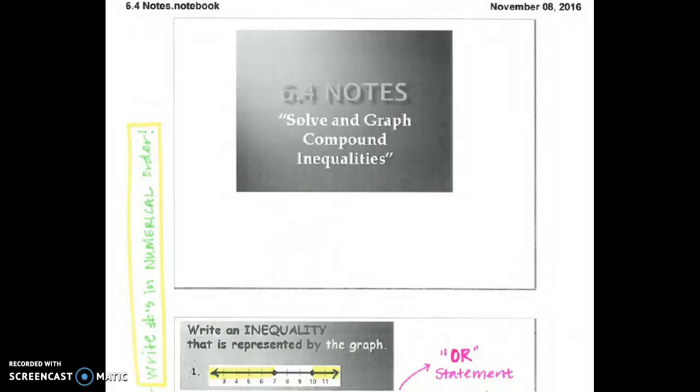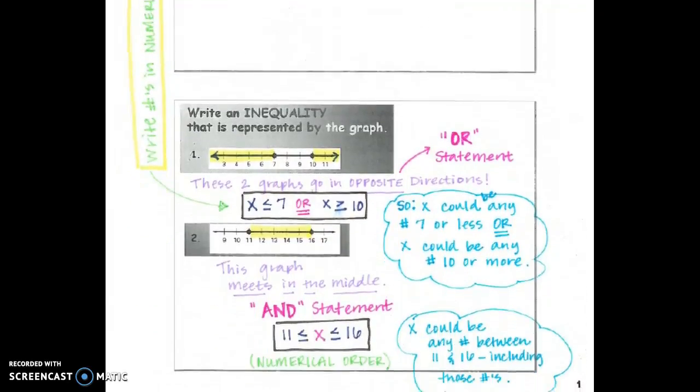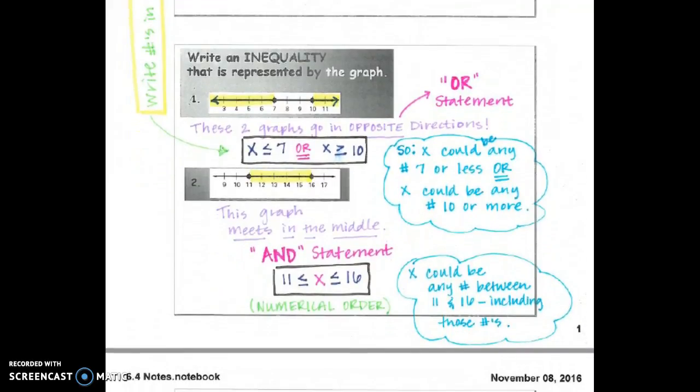We're going to learn about 6.4 notes today, which is solve and graph compound inequalities. Just the word compound right there should probably clue you in. There's something more than just one thing going on. So today we're going to be talking about and or statements and what those look like when we're talking about inequalities. This first one, on numbers 1 and 2, you're going to be given a graph.